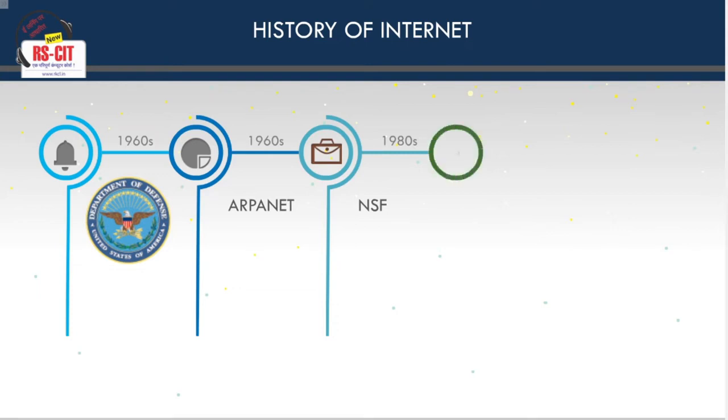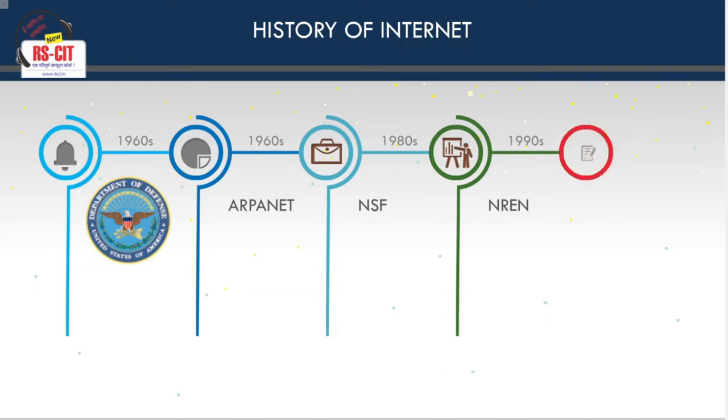In 1991, the US High Performance Computing Act established the NREN, that is, the National Research and Education Network. NREN's goal was to develop and maintain high-speed networks for research and education, and to investigate commercial uses for the Internet. The popular name for the Internet is the Information Superhighway.